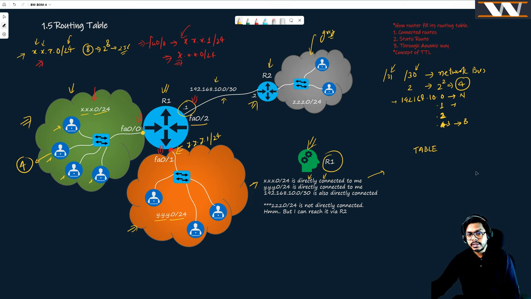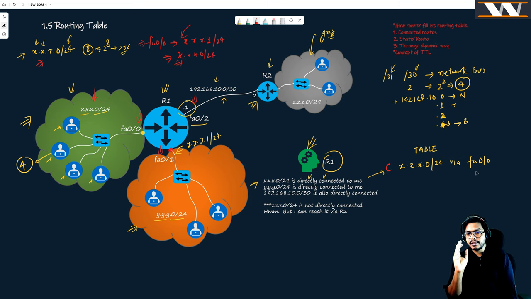So whenever I log into this router and configure an IP address on FA0/0, if I configured x.x.x.1, it is going to say that the x.x.x.0/24 subnet is directly connected to me, and this subnet is reachable via the FA0/0 interface, right? And along with that, in this table, it is going to write a letter, which is C. I am not specifying that this is going to be a routing table structure. No, I am just talking about a pretty general thing.